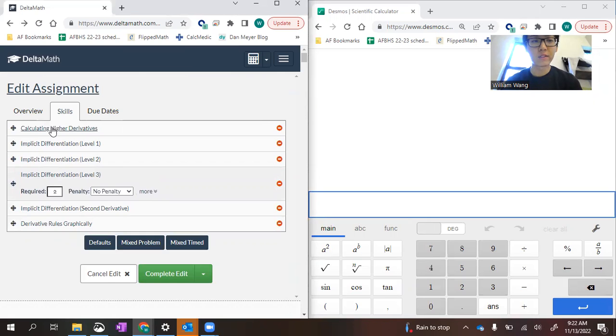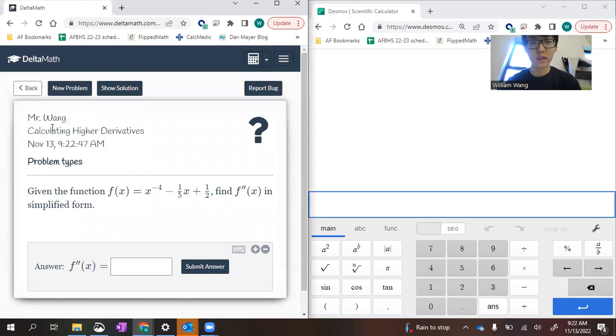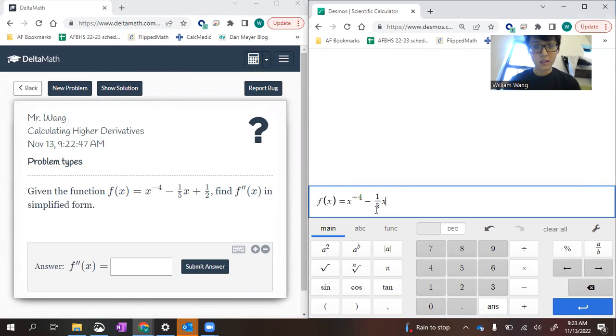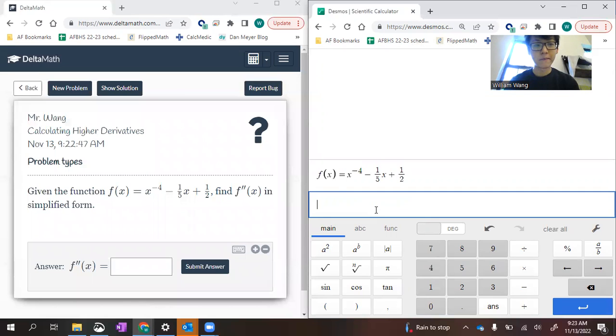Now, calculating higher derivatives, let's start with this one, has a pretty simple concept, right? So they give us a function f of x. F of x is equal to x to the negative fourth minus 1/5 x plus 1/2. Now, this is f, and notice there's two apostrophes, so that means I need to take the derivative 2 times. That's all it means. To get to the 2 times, first I need to take the derivative 1 time. So let's find f prime of x.